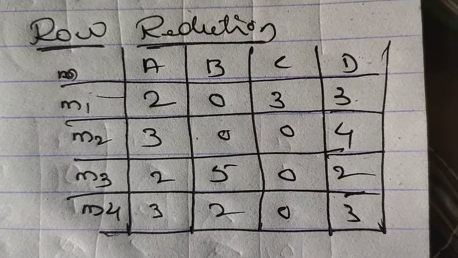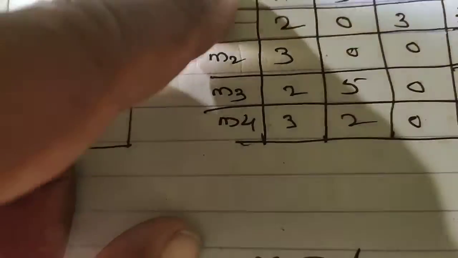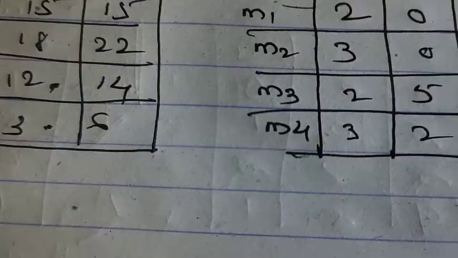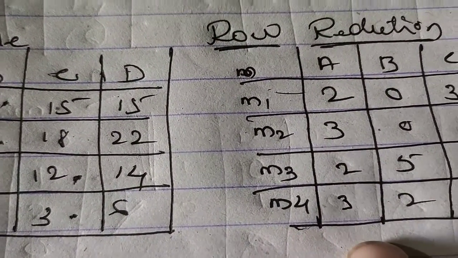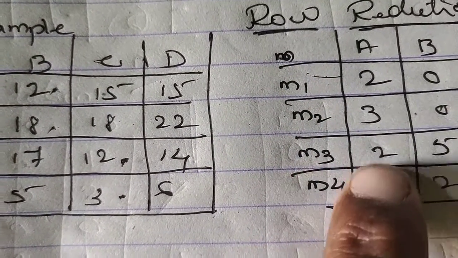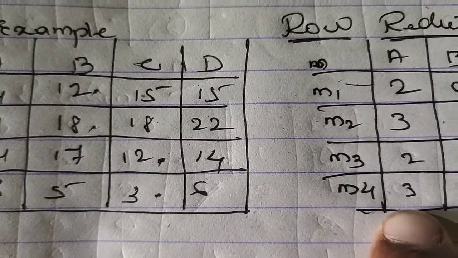Then we are moving towards column reduction. Again, whichever is the smallest value in the second step, if there are no zero values, then select the minimum number and subtract it from the remaining elements. Here 2 is the least value in this one, and 2 minus 2 is 0, 3 minus 2 is 1, 2 minus 2 is again 0, and 3 minus 2 is 1. Here 0 1 0 1, we are writing here 0 1 0 1.